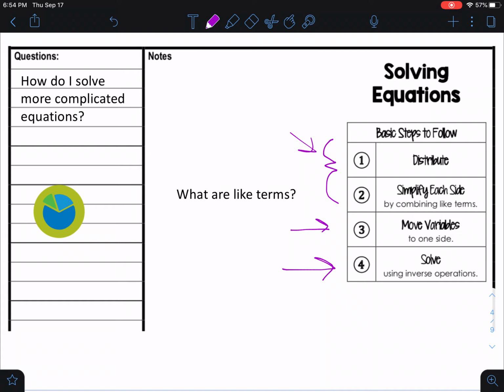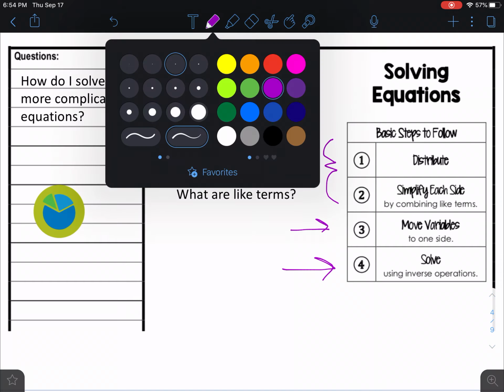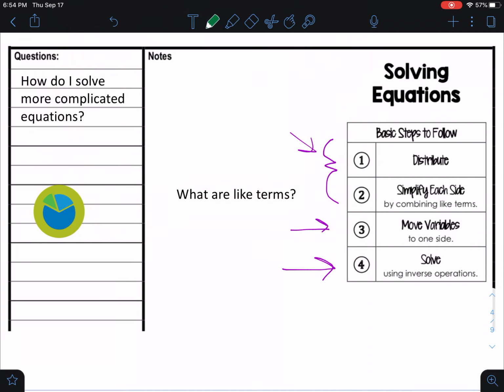Okay. Before we do that, I want to refresh our memories about what like terms are. Like terms are things that have the same variables raised to the same exponents. So for example, that might mean 3x and 7x. Those have the same variable and they're raised to the same power. Actually, in both of these it's raised to the first power, but we usually don't write that if it's power of 1. And we can combine those to give us 10x.